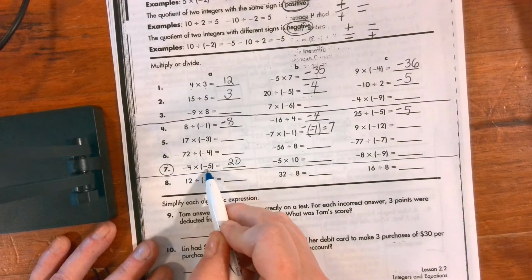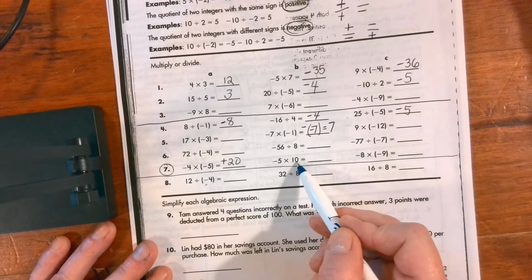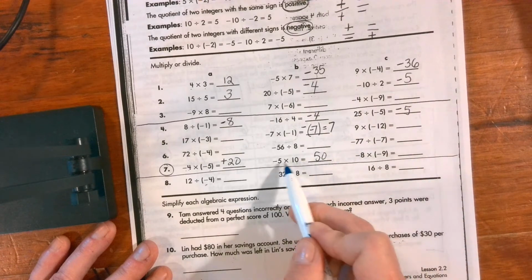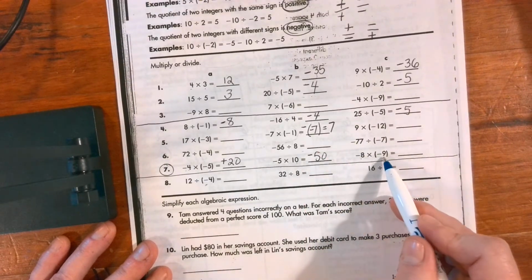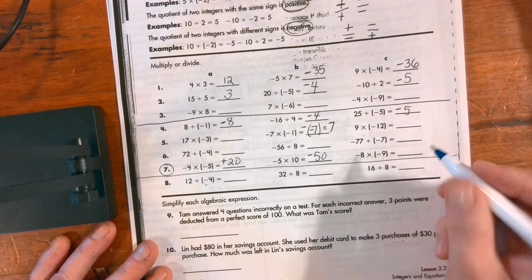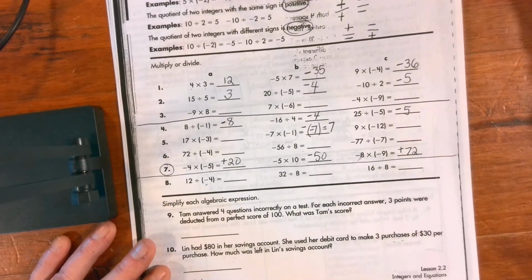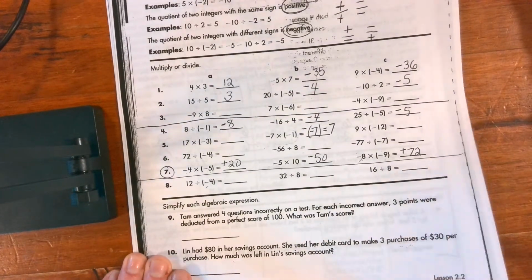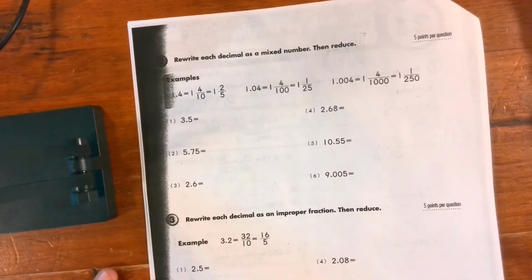Same signs. 5 times 10 is different signs. 8 times 9 is same signs. All right, you should be feeling really confident with these. And we're going to look at a few of the problems that you did yesterday before we move on.